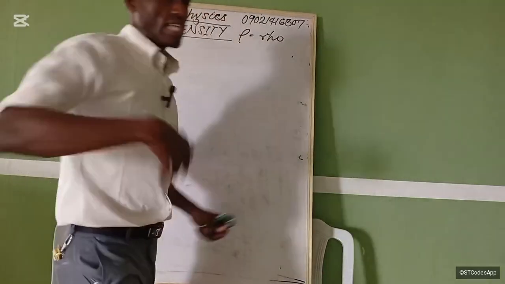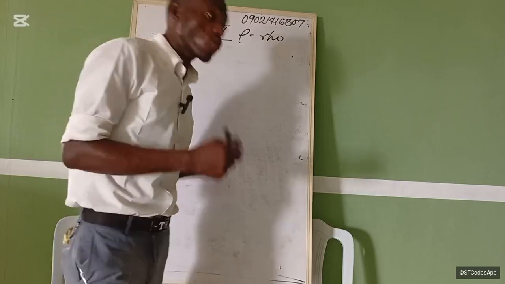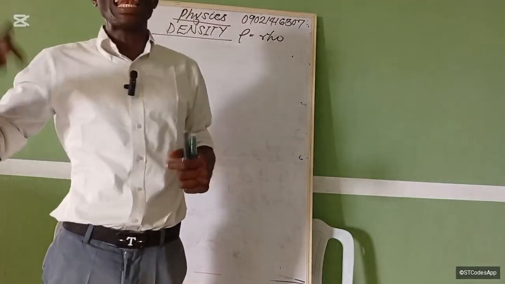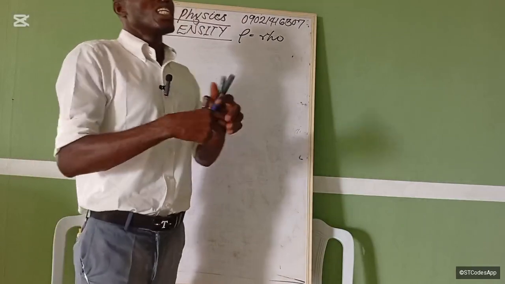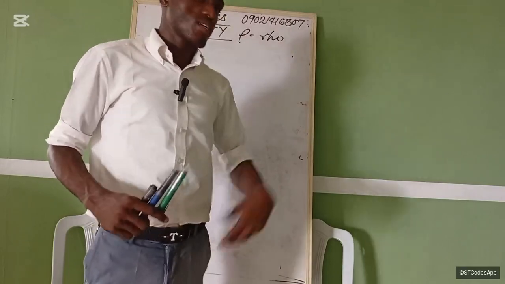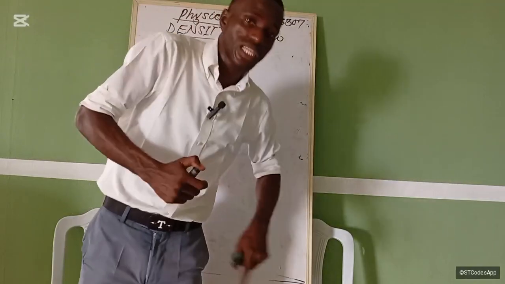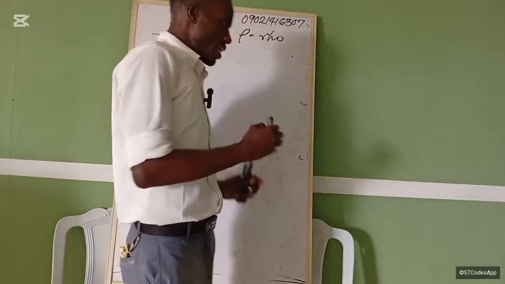So, and it's such that for a body to float in water, in a liquid, it must be less dense than the liquid. The moment that body is denser than the liquid, it will sink. Does that make sense to you? If a body is denser than the liquid, it will sink in that liquid. All right, let's go on now.